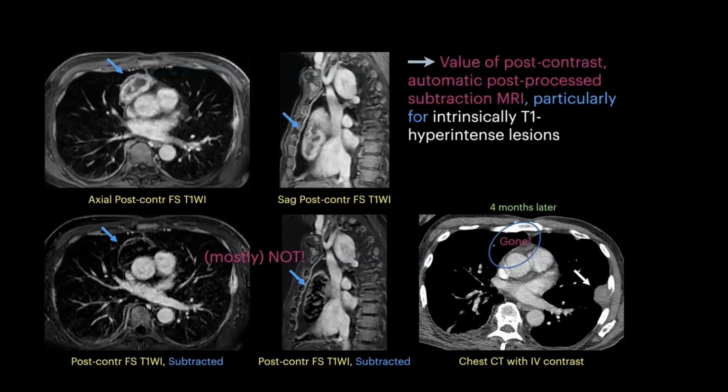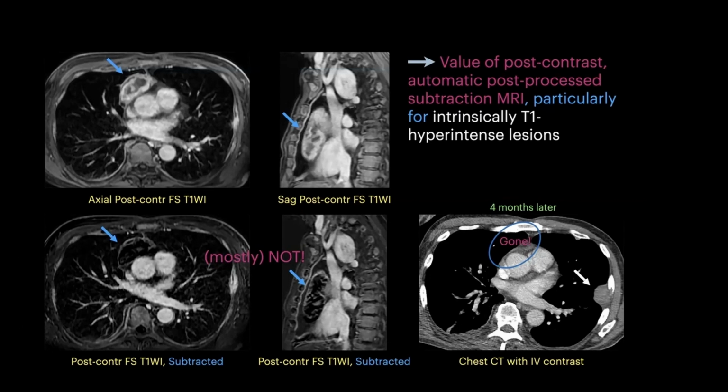So this highlights the value of post-contrast automated post-process subtraction MR, particularly for intrinsically T1 hyperintense lesions. And this particular technique is widely available on virtually all MR scanners out there. We just need to do dynamic contrast enhanced imaging in order to get these subtraction images.